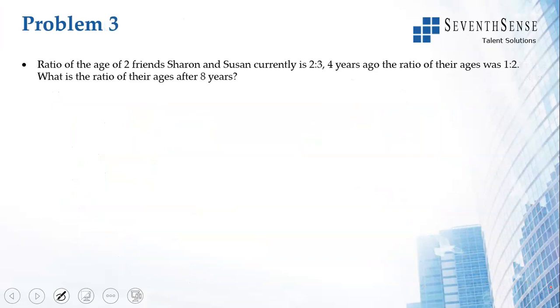Let's look at the next question. Ratio of age of two friends is currently 2:3. So I'll do that as past, present and future.